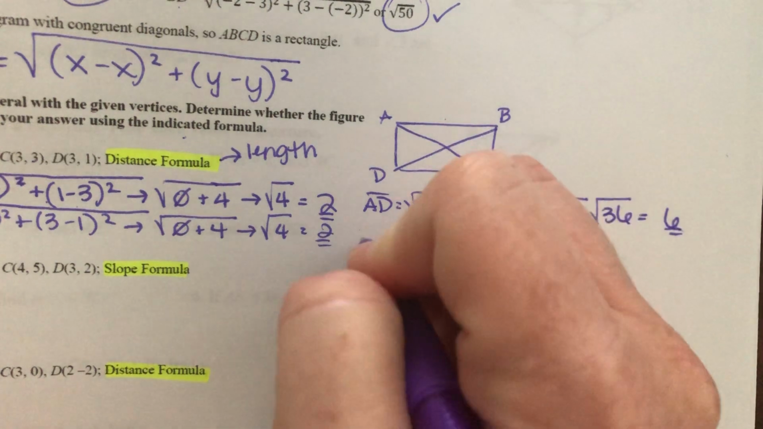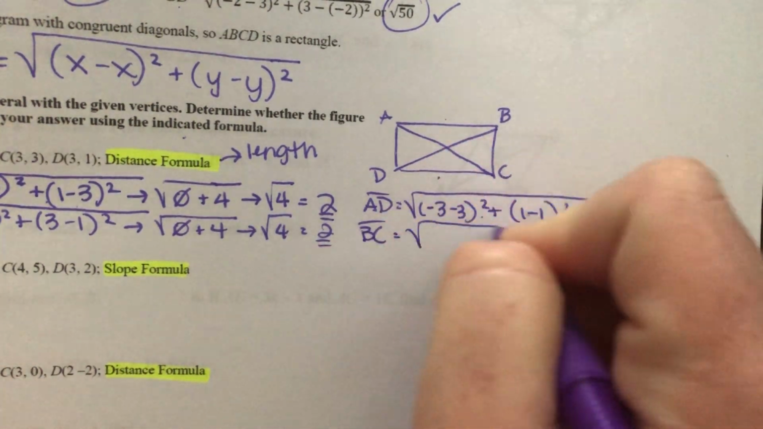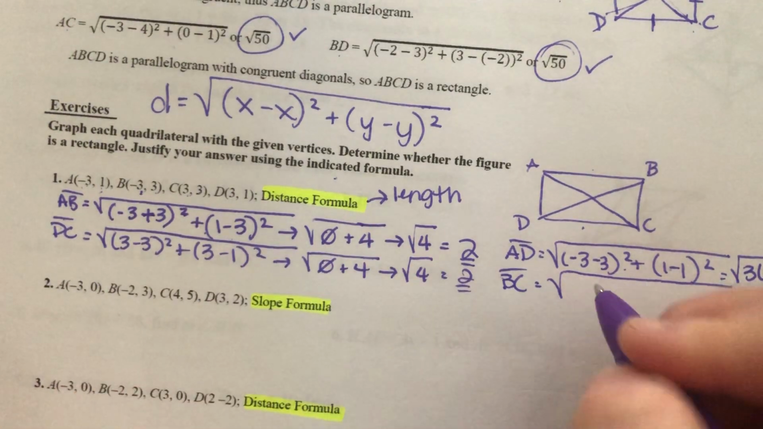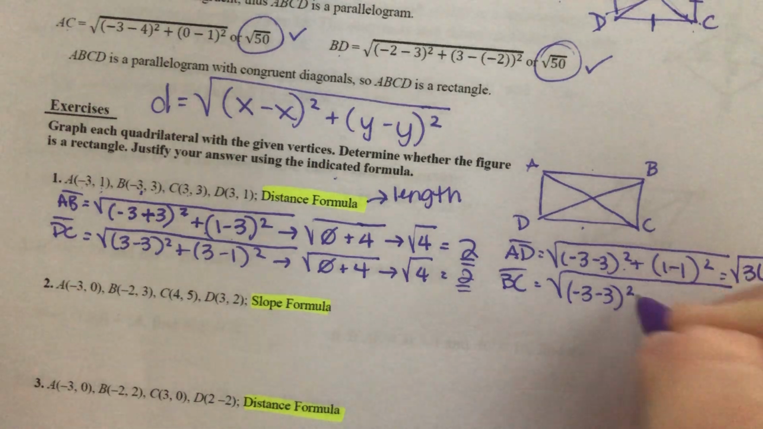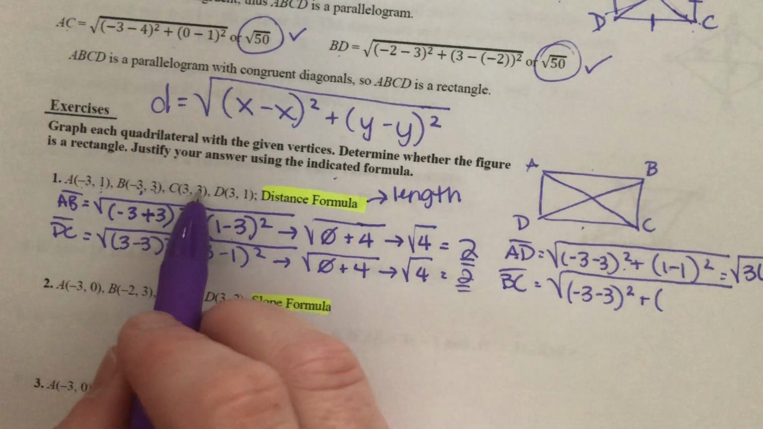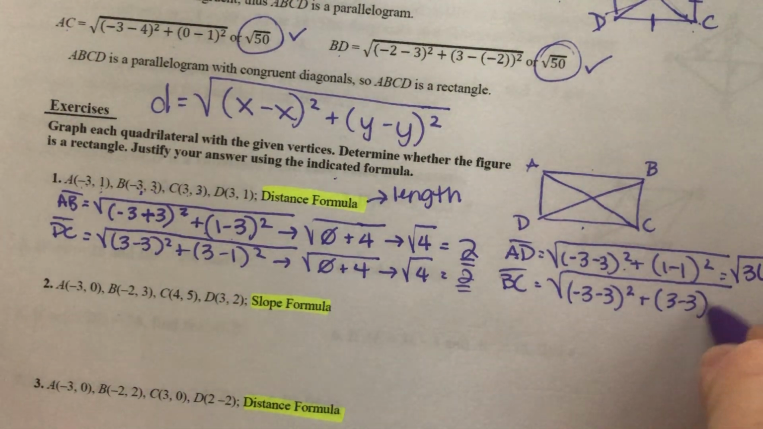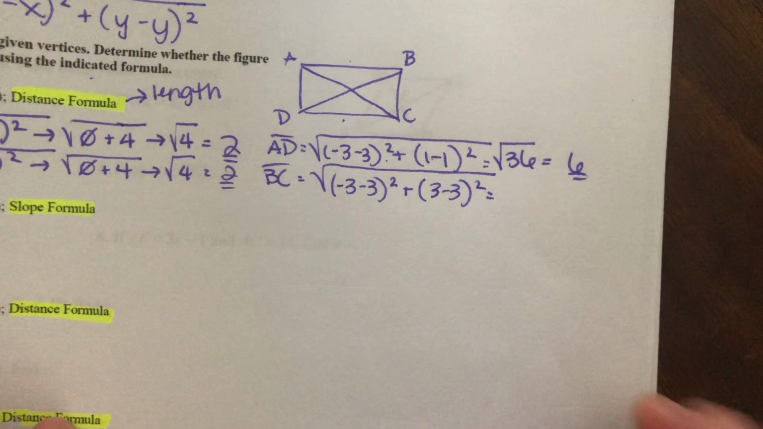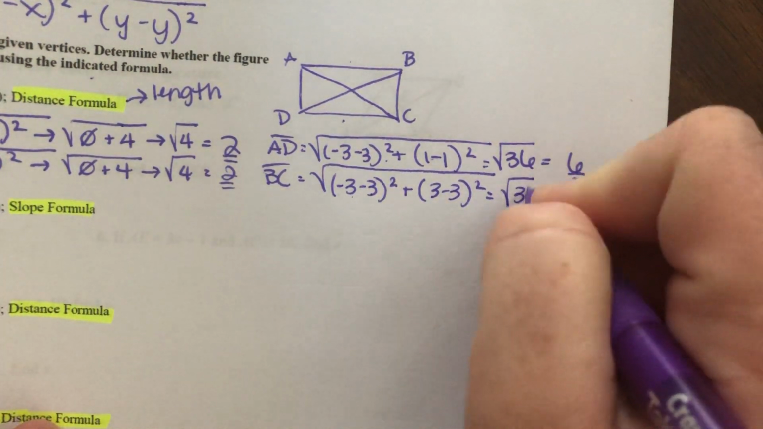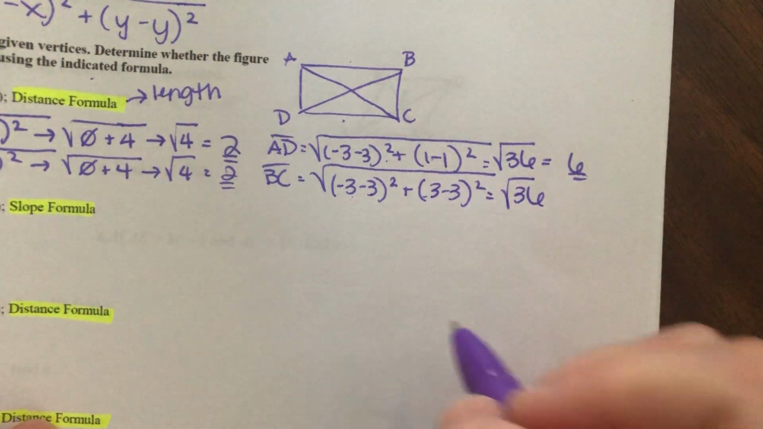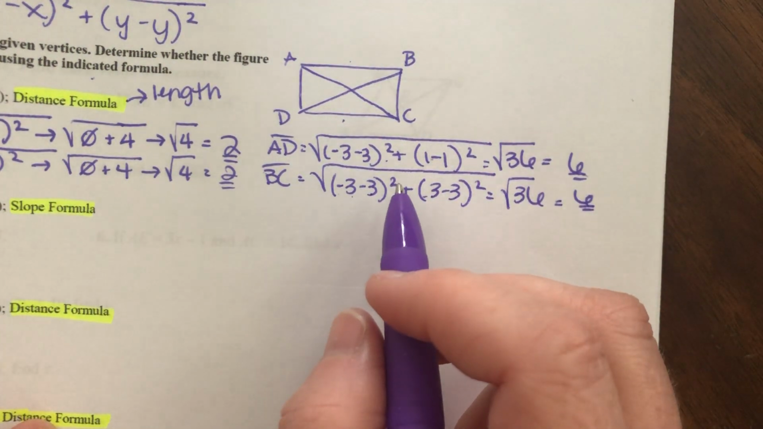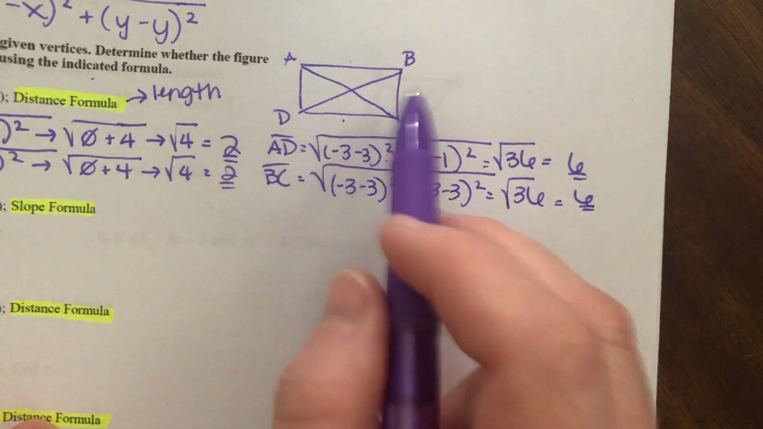Then I want to find the length of side BC. Same thing, distance formula. B is negative 3, C is 3, so I'm going to do negative 3 minus 3 squared plus, and then where did I put C? 3 minus 3 squared. Okay, then I can start simplifying. Negative 3 minus 3 is negative 6. Negative 6 squared is 36. Plus 3 minus 3 is 0. 0 squared is 0, so I don't have to write anything. Okay, so those are the same.